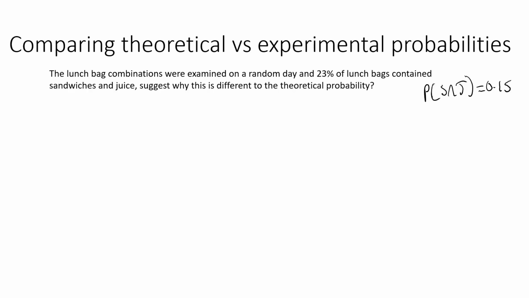You should also be able to compare theoretical calculated probabilities with experimental ones, and if there's a difference, you should be able to justify why there could be a difference. So let's do the following question. The lunch bag combinations were examined on a random day, and 23% of lunch bags contained sandwiches and juice. Suggest why this is different to a theoretical probability of 15%.